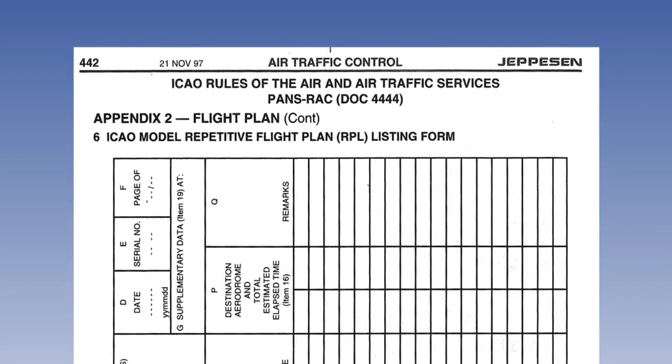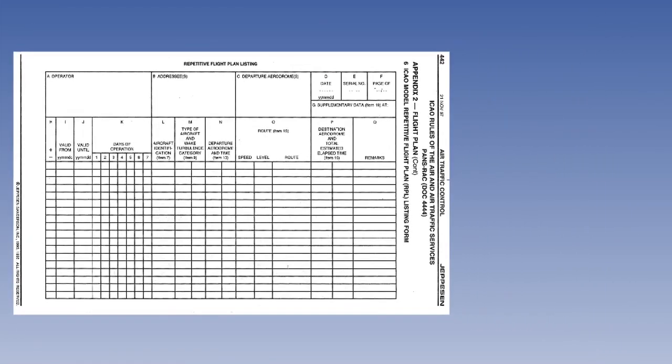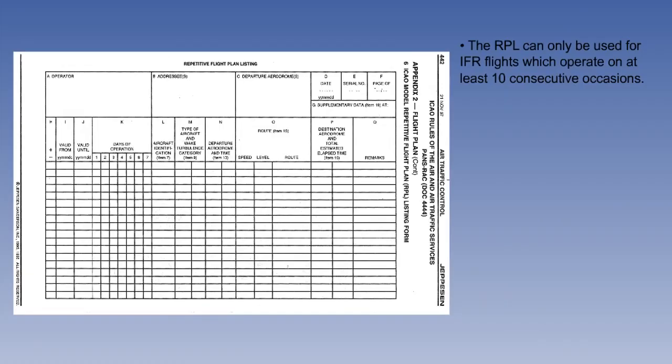There are strict rules governing the use of a repetitive flight plan, and failure on the part of the operator to comply may result in the cancellation of the flight plan. The repetitive flight plan can only be used for IFR flights which operate on the same day of consecutive weeks for at least 10 weeks, or every day for a period of at least 10 days.